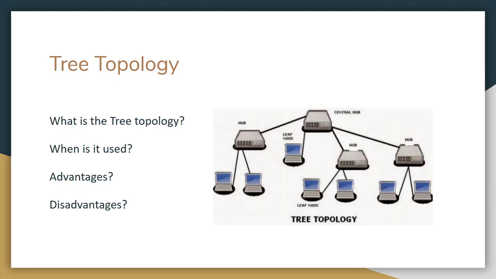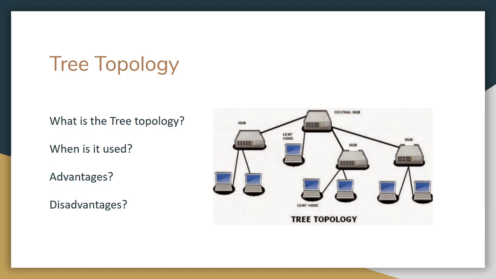Now, moving on to our final type, which is the tree topology. It's usually seen as a mesh between the bus and star topology, and it also works on a hierarchy-based system. This kind of topology is used in a wide area network or a very large business network. So for example, large companies or law firms would use a tree topology, just as an example here.